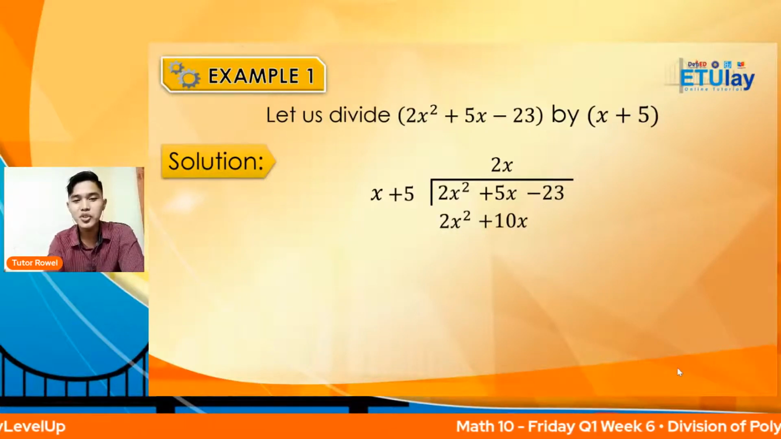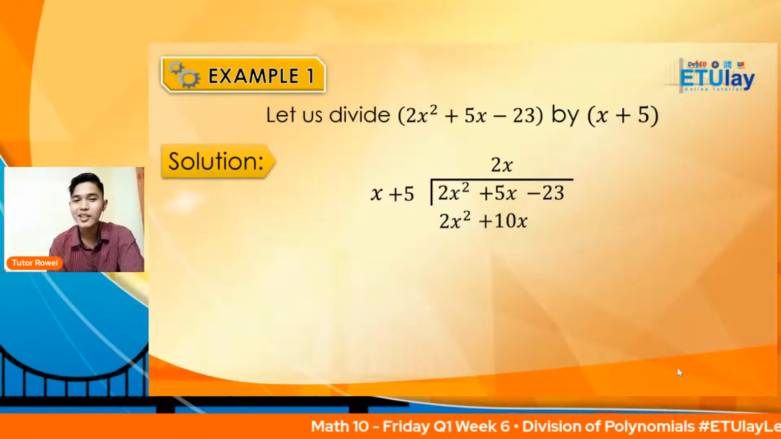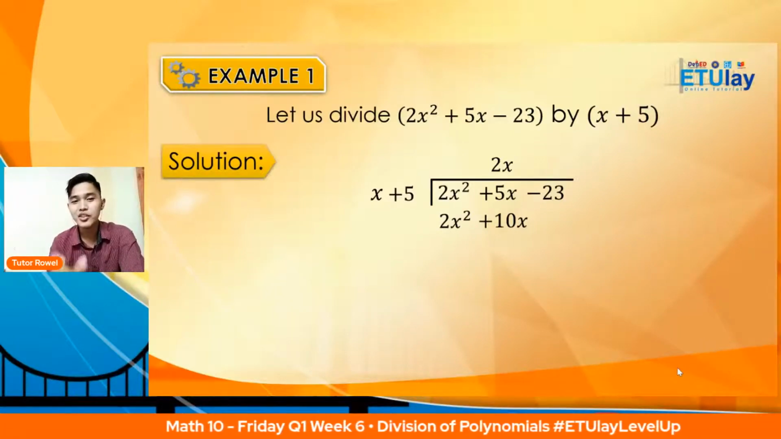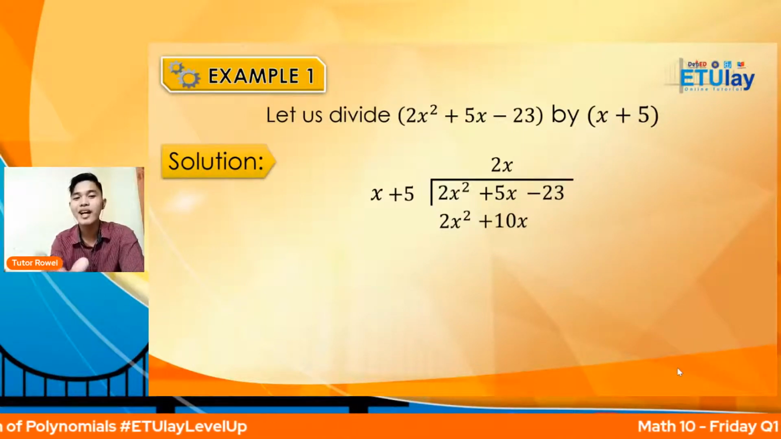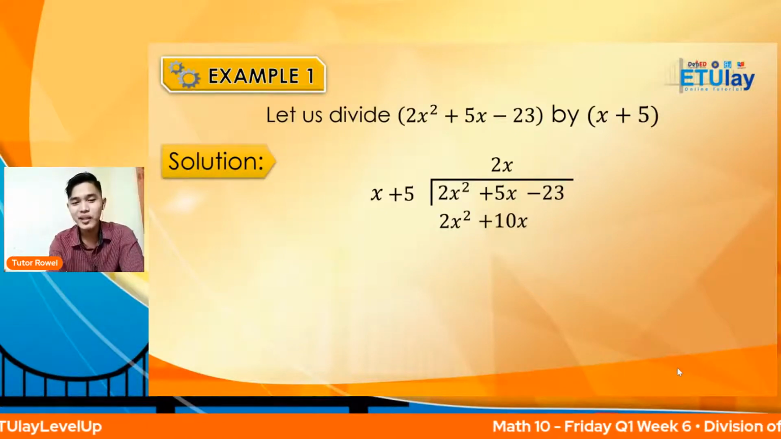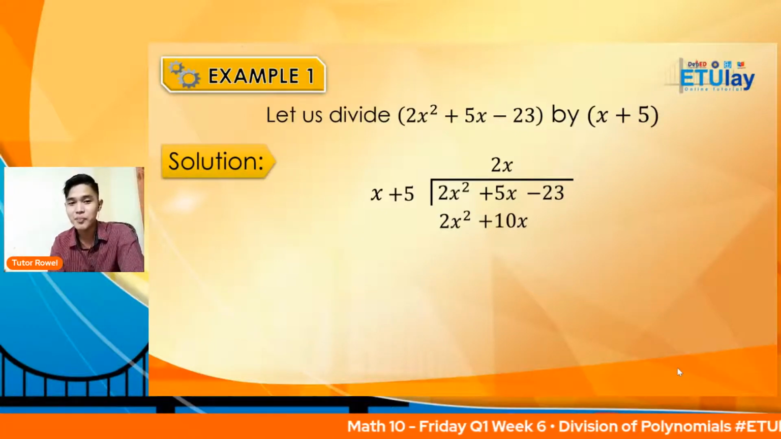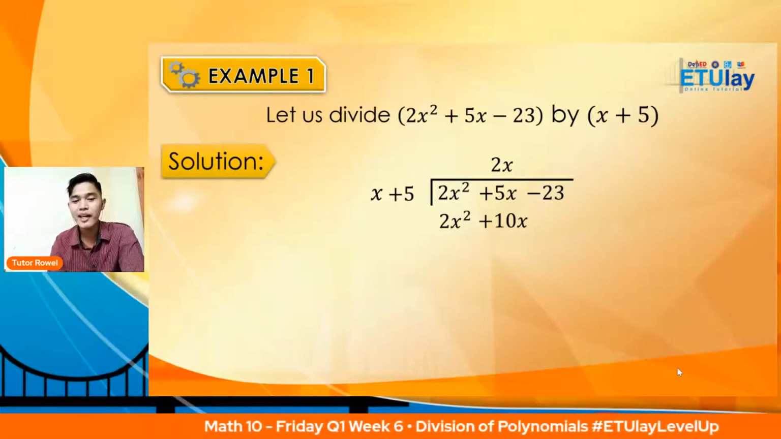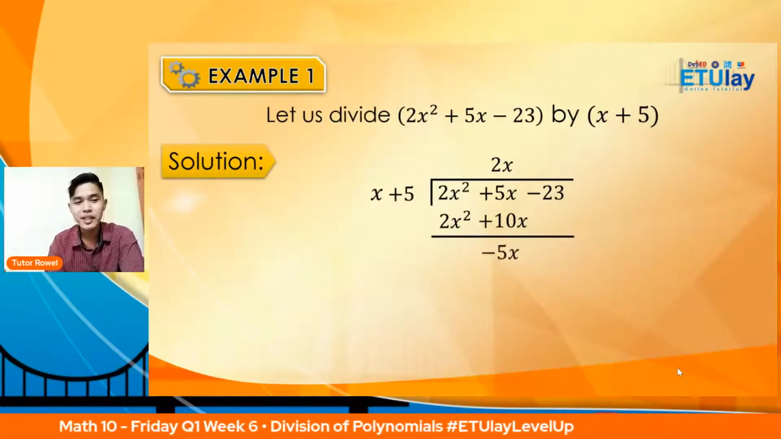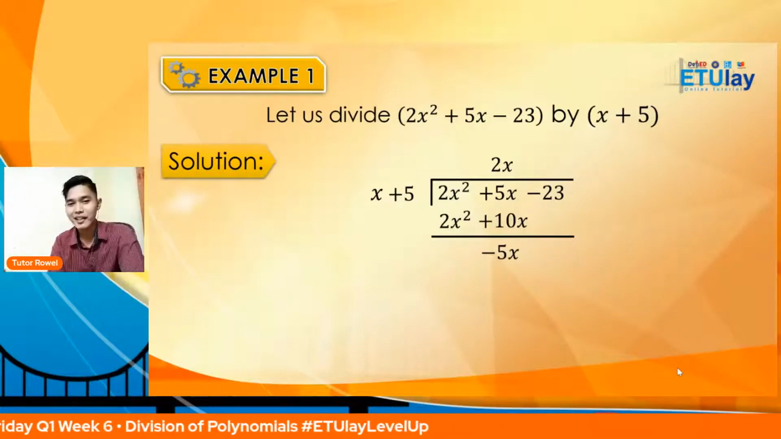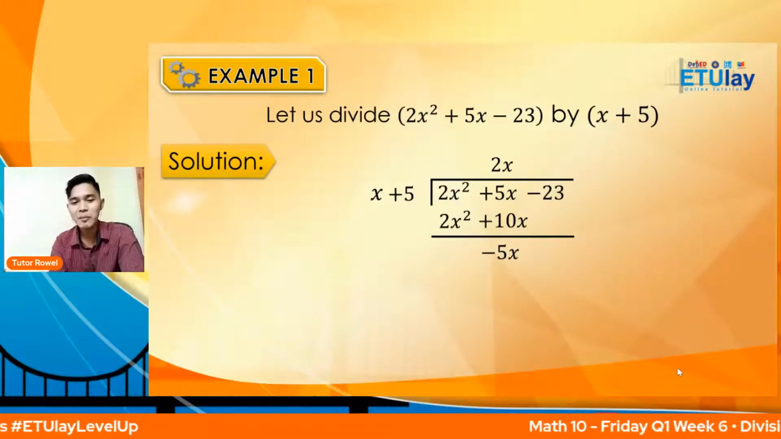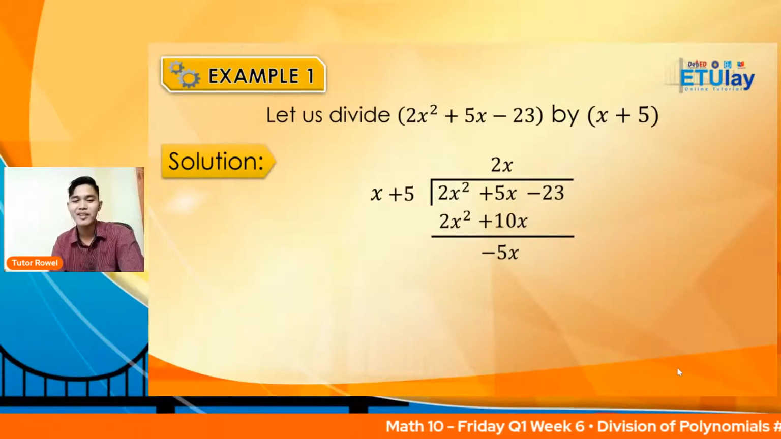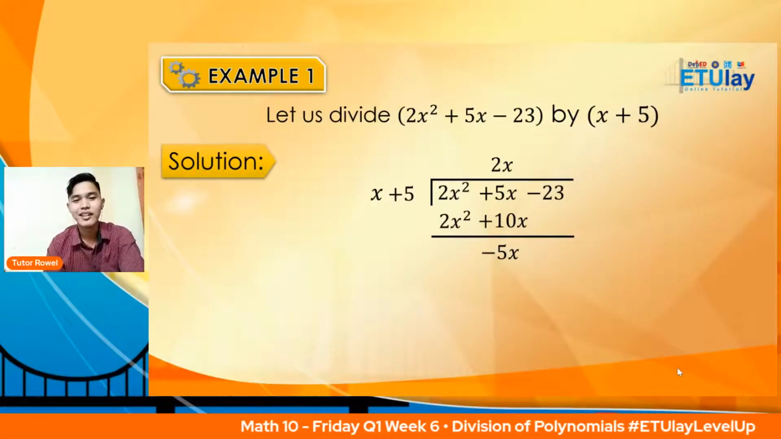Oh, by the way, since magsusubtract tayo, papalitan natin yung sign ng subtrahend. Si positive 2x squared magiging negative. Si positive 10x magiging negative. Then proceed sa addition. So in short, 2x squared minus 2x squared, 0. 5x minus 10x, it will be negative 5x. Ulitin natin, si positive 10 naging negative 10. 5 minus 10, negative 5. Okay, copy x. O, tapos na.